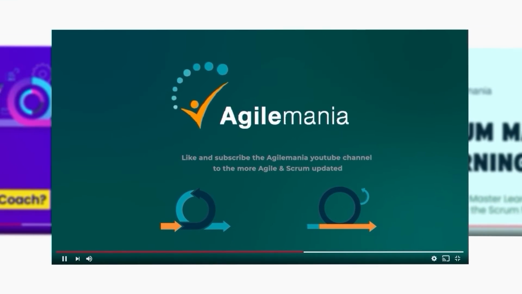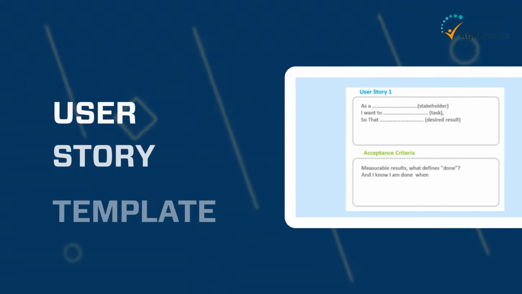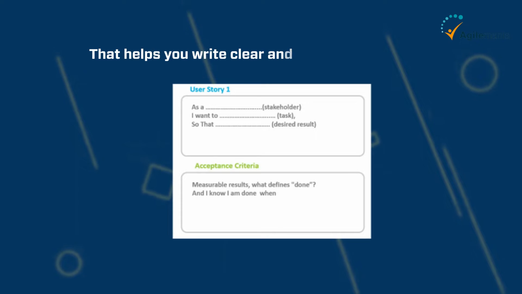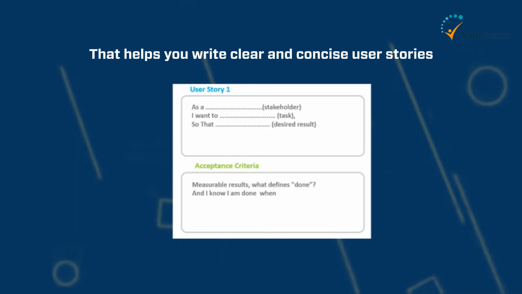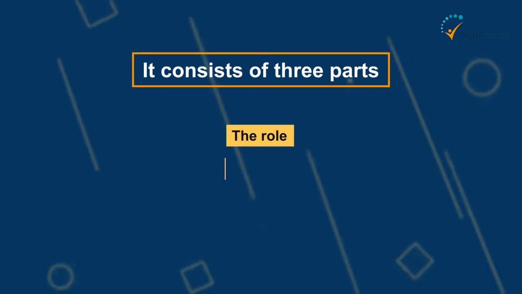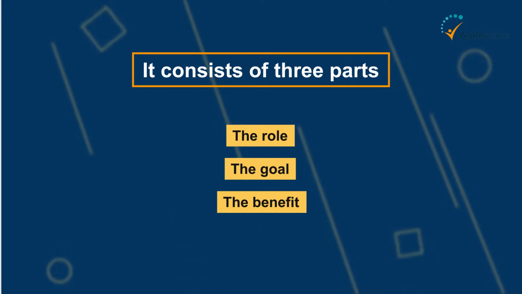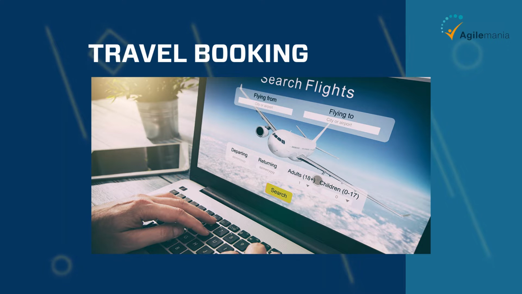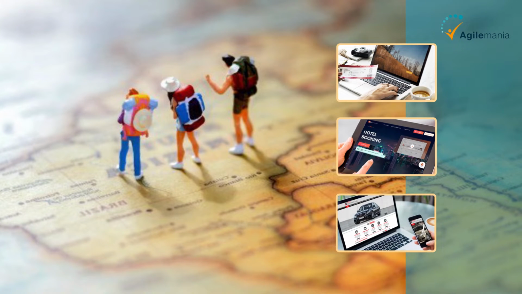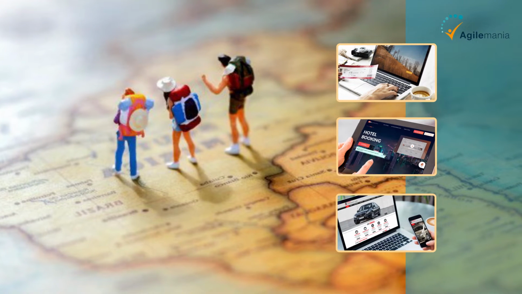Let's start now. The first tool is a user story template. A user story template is a simple format that helps you write clear and concise user stories. It usually consists of 3 parts: the role, the goal, and the benefit. For example, a user story for our travel booking feature could be: as a traveler, I want to search for flights, hotels, and car rentals in one place, so that I can save time and money.